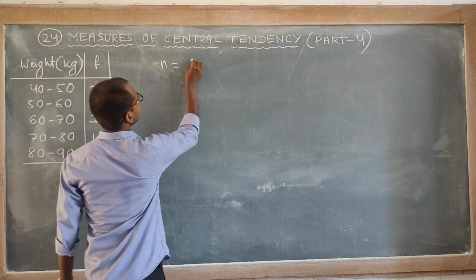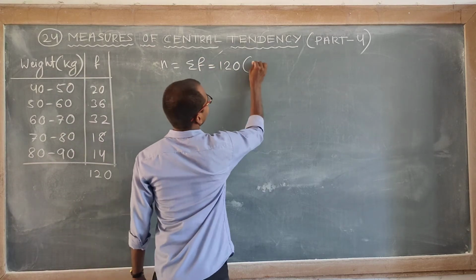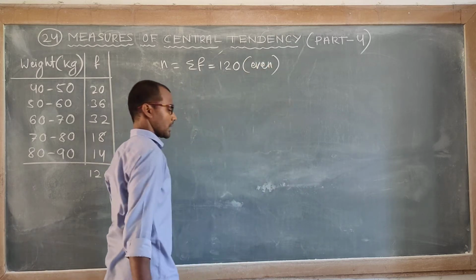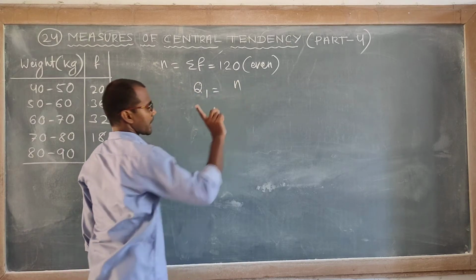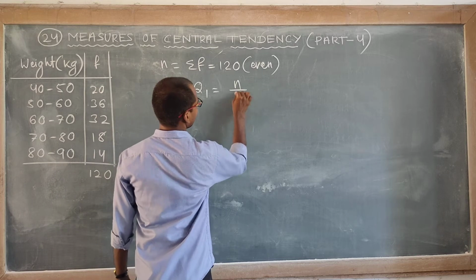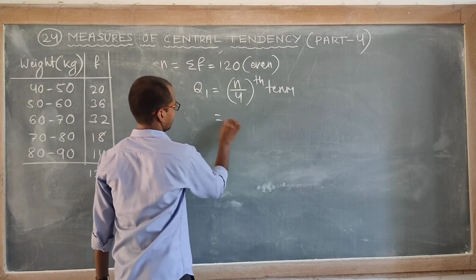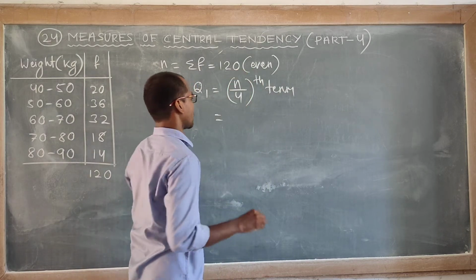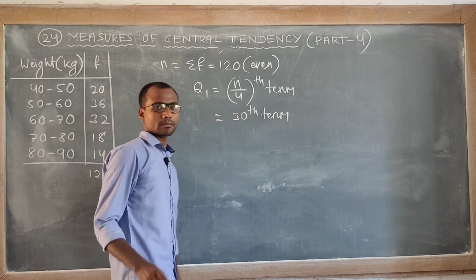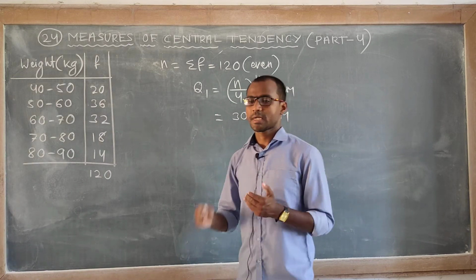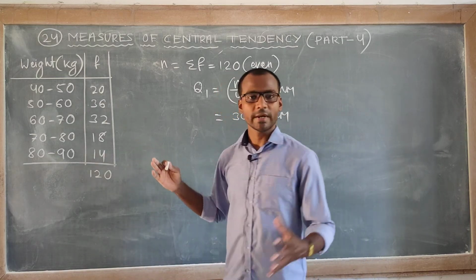Now we will find lower quartile, median and upper quartile. N is equal to sigma f, which is equal to 120, which is even. Then the formula will be different. So lower quartile is the n by 4 term. N is 120, 120 by 4 is 30. So the 30th term. We have to find the weight of the child who is standing at the 30th position. For that we have to find CF, cumulative frequency.